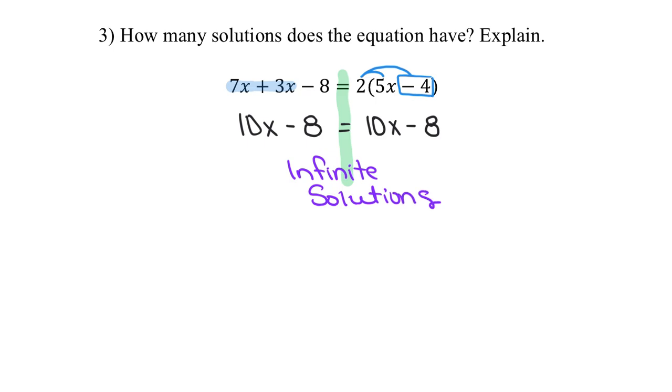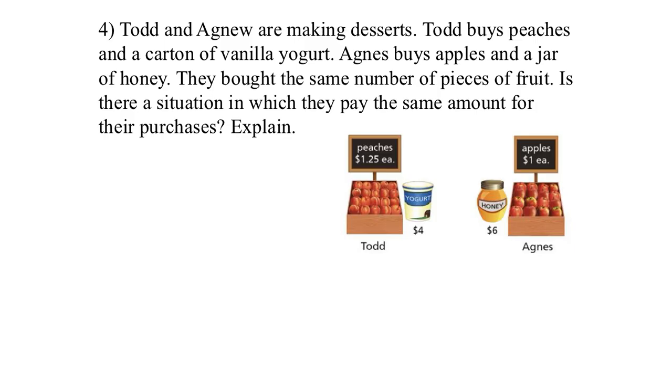Excellent. I think we're liking these more than the whole multi-step things where we have to keep on going. All right. Oh, it's a word problem.